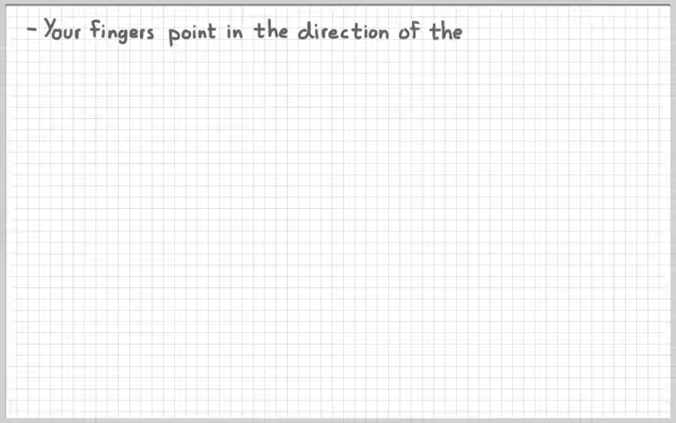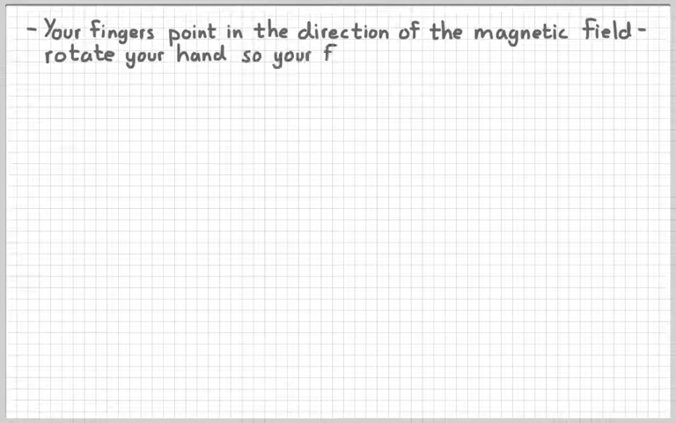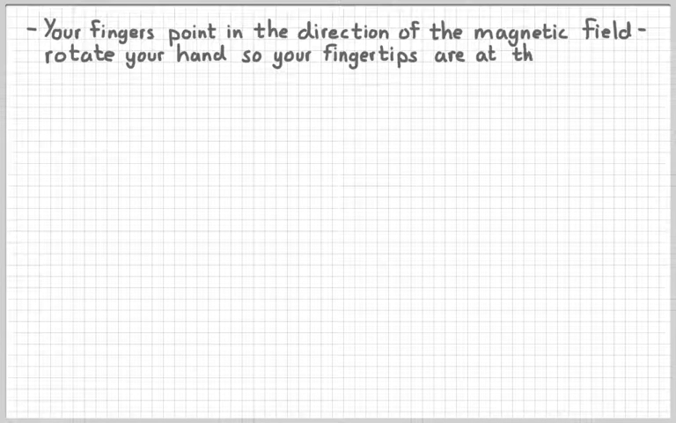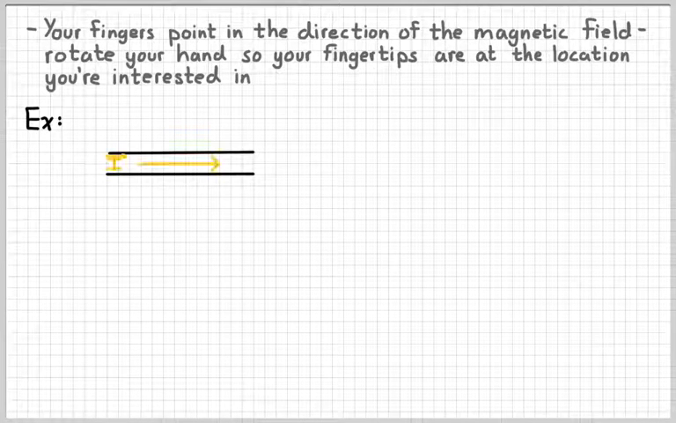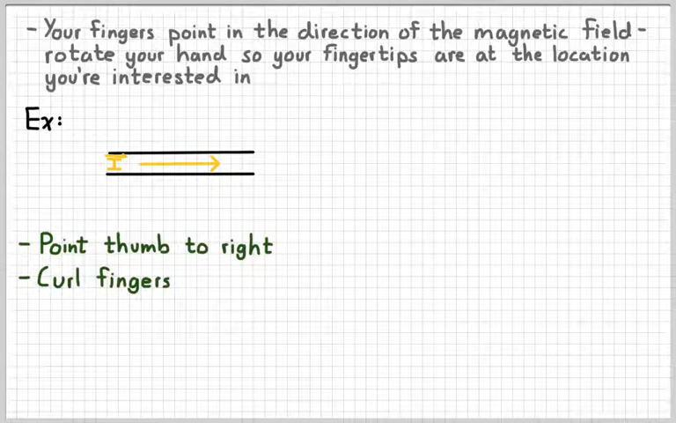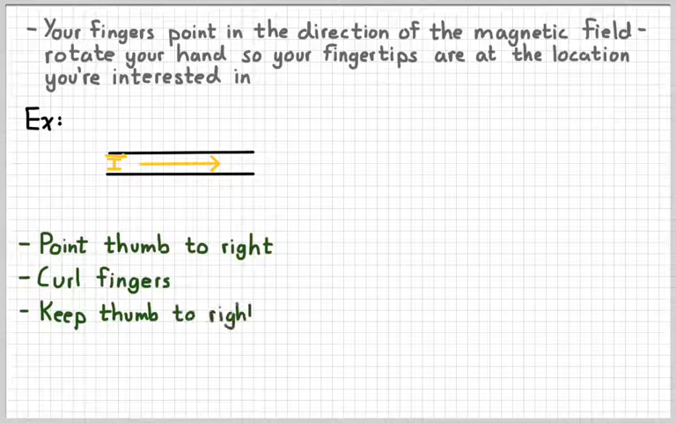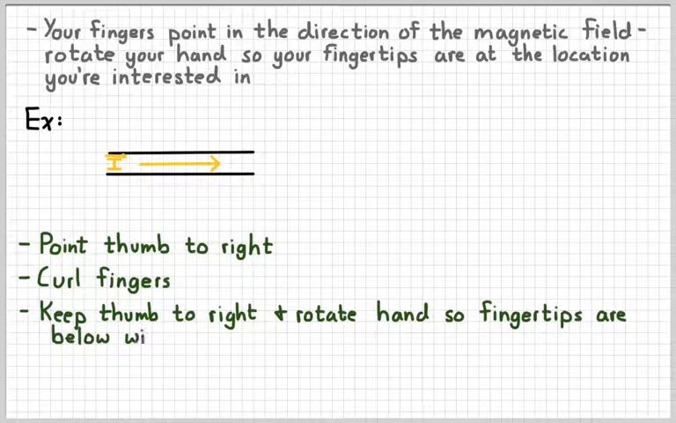So depending on the spot you're interested in, you can rotate your hand, keeping your thumb pointing in the direction of the current, and the tips of your fingers will be pointing in the direction of the magnetic field at that location. So for example, suppose we have a current going to the right. Well, if you point your thumb to the right, kind of like you're hitchhiking, and then curl your fingers like you're grabbing a pole, not like you're making a fist, and then keep your thumb pointed to the right, and then rotate your hand so that your fingers are in the direction or at the location that you're interested in.